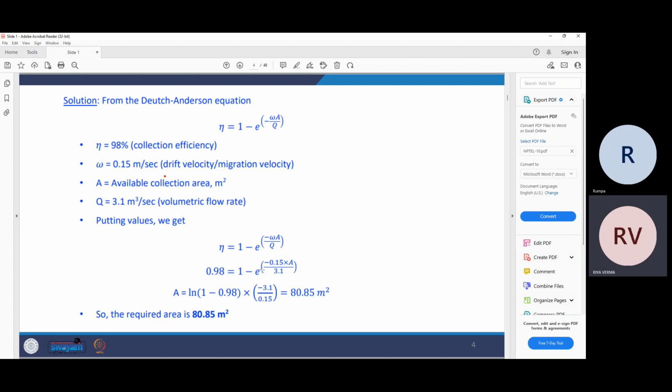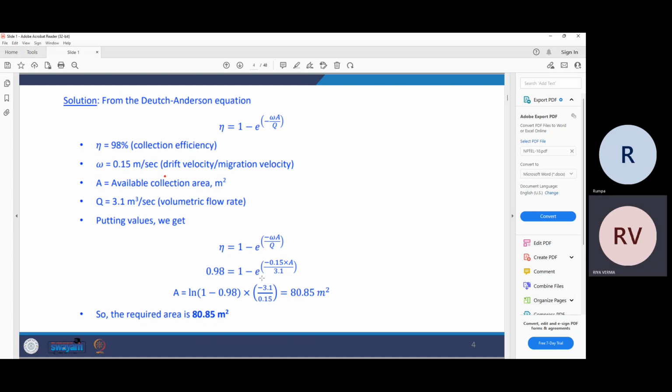Getting how to do that? Just shift whatever this term is on the right hand side, e raised to the power whatever this is, take it to the left hand side, and 0.98 will come to the right hand side. So 1 minus 0.98 will be equal to e raised to the power of whatever this value is. And then we'll take antilog, because this is e raised to the power. So we'll just take antilog of these values.